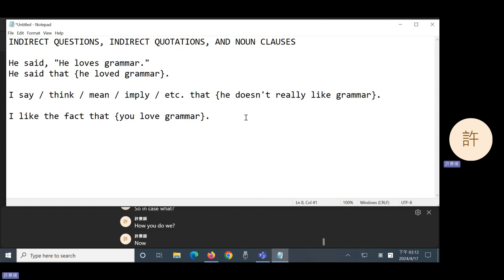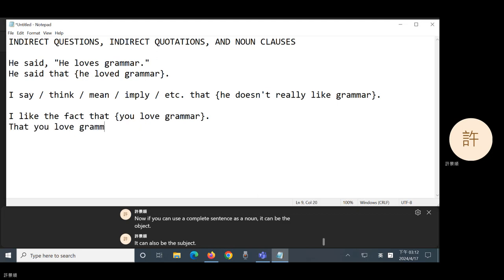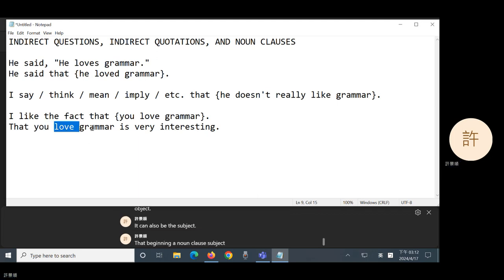Now, if you can use a complete sentence as a noun, it can be the object. It can also be the subject. That, beginning a noun clause, subject you, love, verb, object, grammar. So this is a complete sentence. We are using it as a noun. So the subject of this sentence is that you love grammar.